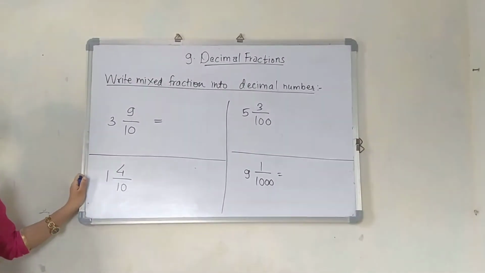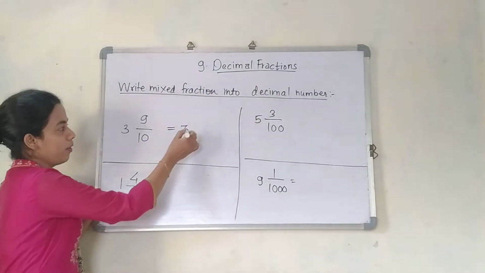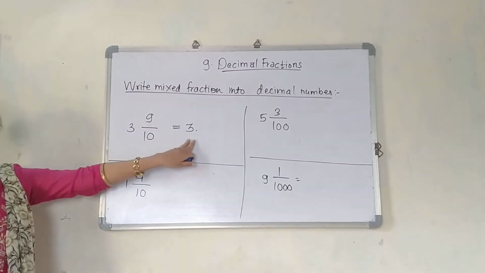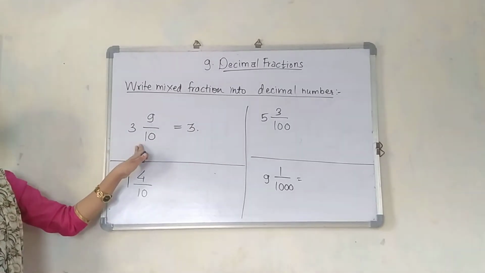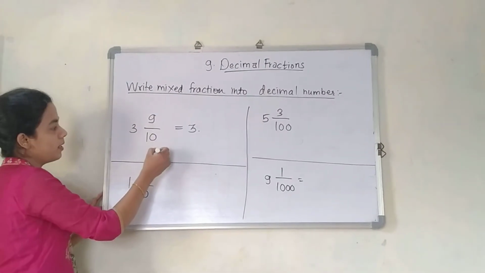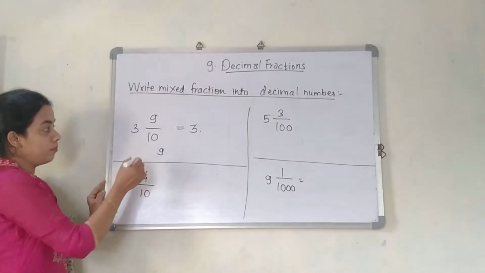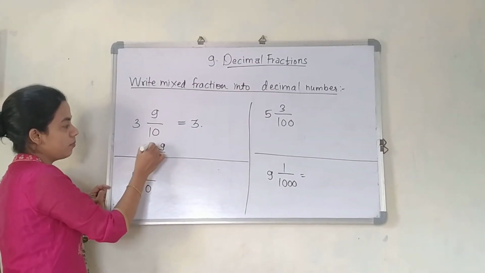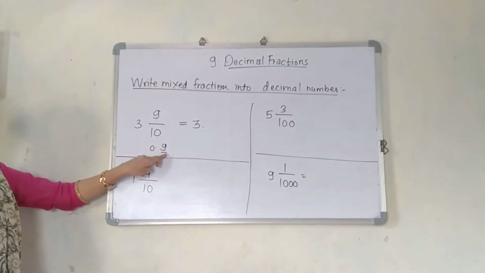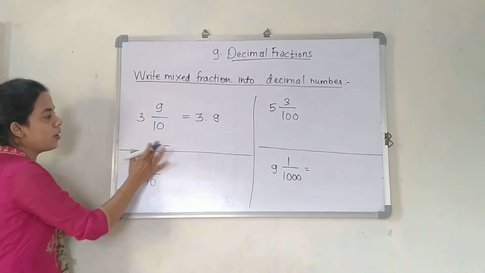3 and 9 upon 10. So we are going to write 3 as it is. The first number you write as it is and just give the point over here. You are going to write 3, and place the point over here. And 9 upon 10: just now we have seen how to convert this into a decimal number. The numerator I am going to write as it is. 1 0 is present, so after one number you are going to give the point. So 0.9. After the point, which number is there? 9. So this 9 is going to come over here. Okay? So this is for your calculation part.